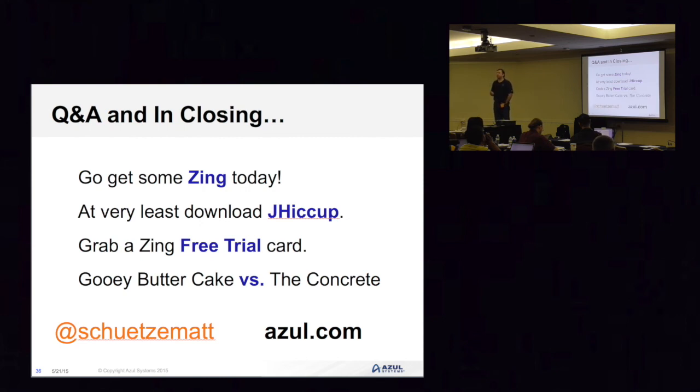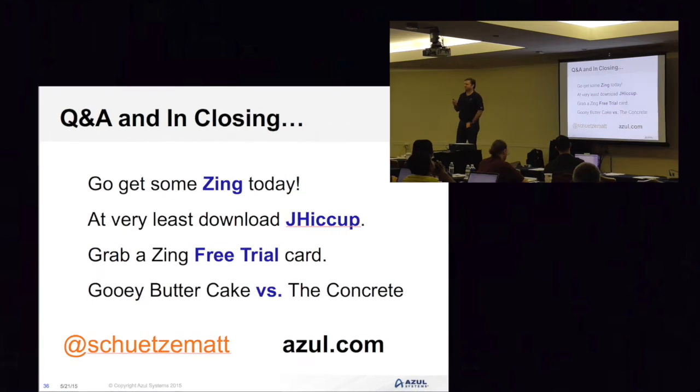And then the big question: gooey butter cake or the concrete? I have one night in St. Louis. What do you recommend? Concrete. Concrete? All right.